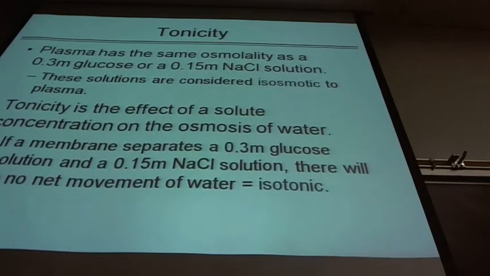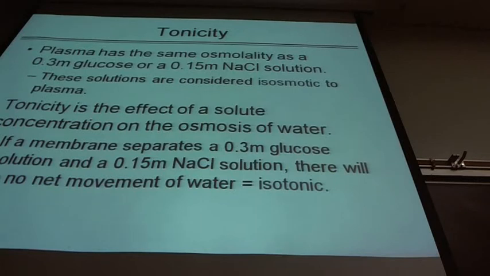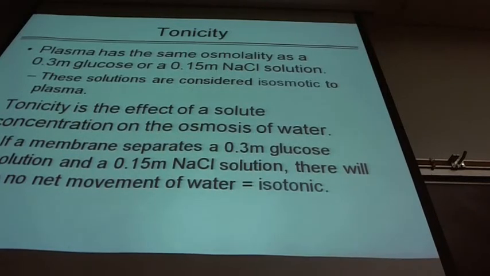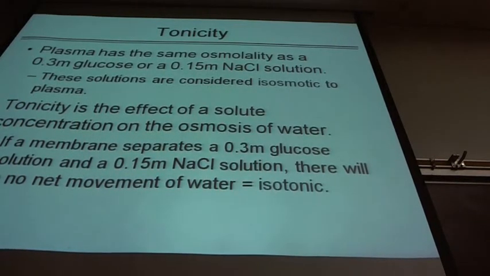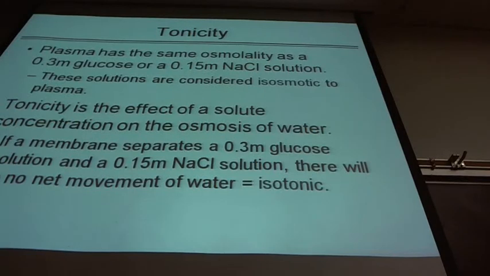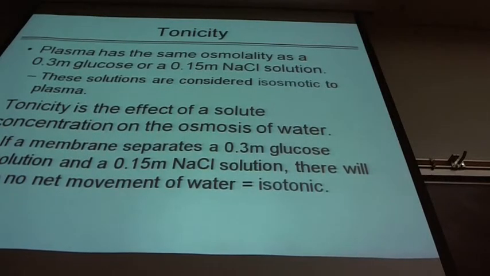Plasma has the same osmolality as 0.3 molar glucose or a 0.15 molar sodium chloride solution. These are considered isosmotic to plasma. Okay, tonicity is the effect of a solute concentration on the osmosis of water. Notice in that other video, it talked about being hypertonic, isotonic, hypotonic. Tonicity is relative. You can't say a solution is hypertonic without telling what it's hypertonic to.